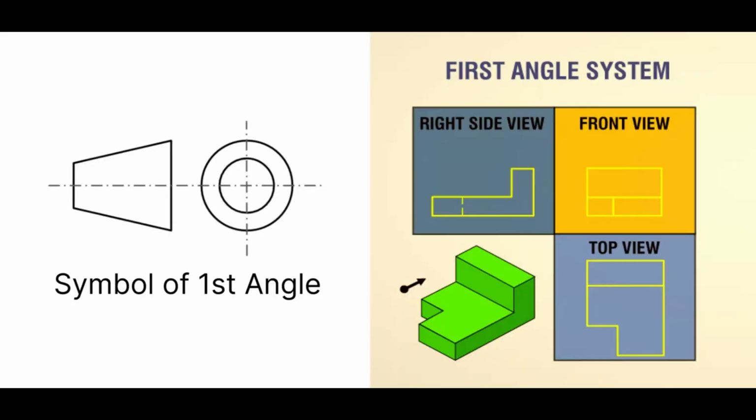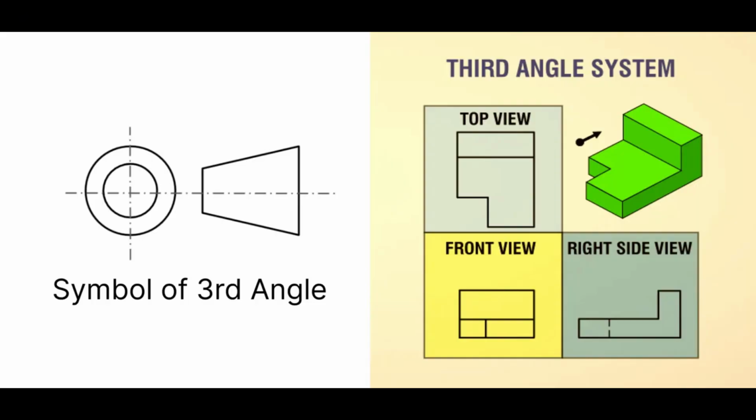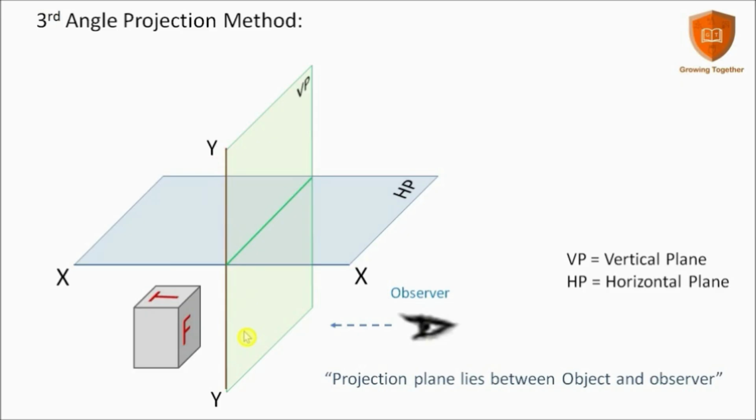There are two main systems used worldwide. One, first angle projection, commonly used in Europe and most of the world. And second, third angle projection, which is the standard in the United States and Canada. Let's look at how each one works.